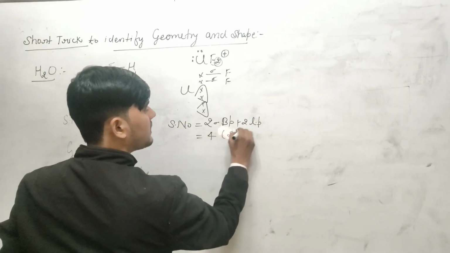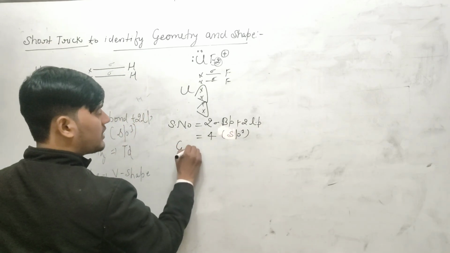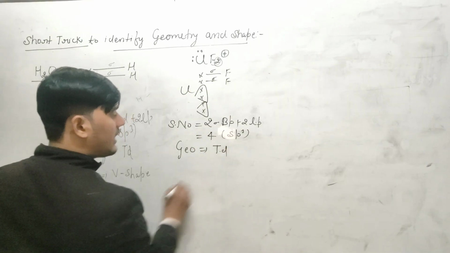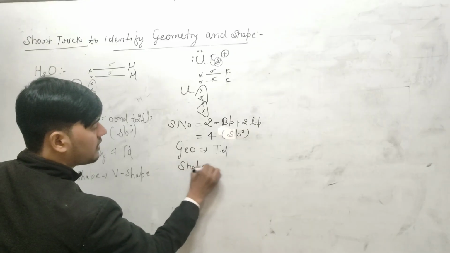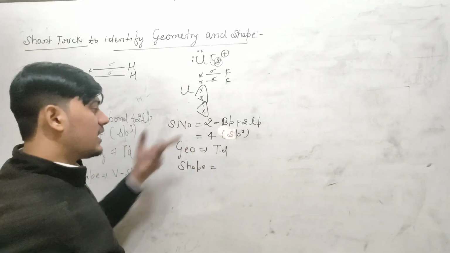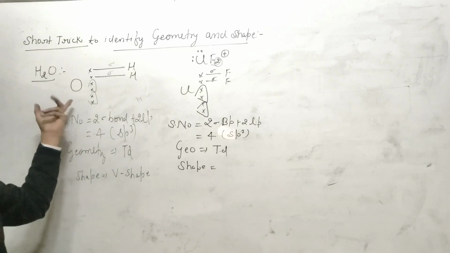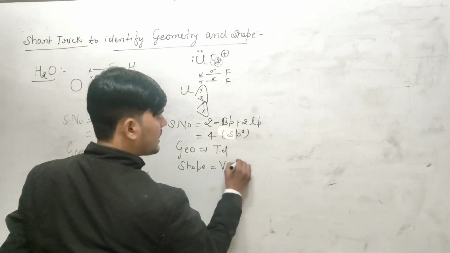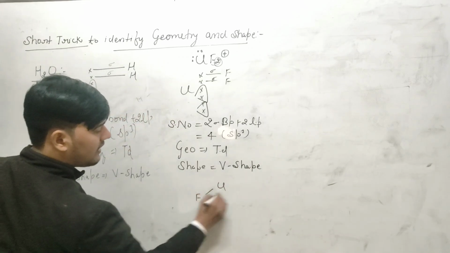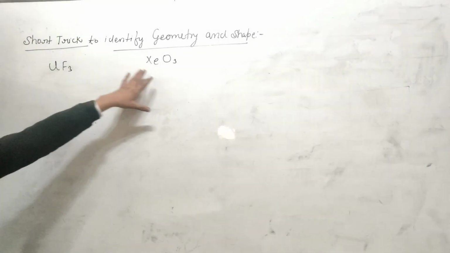Steric number 4 means sp3 hybridization, so what will the geometry be? Corresponding to 4, the geometry is tetrahedral. To analyze the shape, the number of lone pairs is 2. So in the case of 2 sigma bonds plus 2 lone pairs, the shape will be V shape, similar to the H2O molecule. It is like this: Cl, F, and this is F. 2 lone pairs are present. It is V shape.